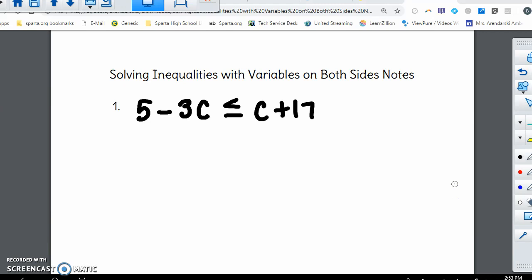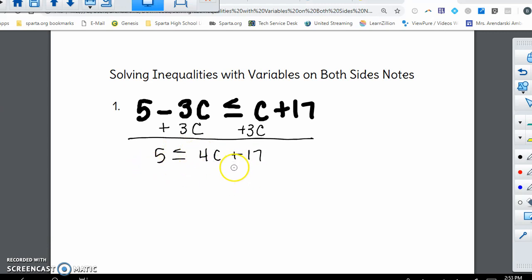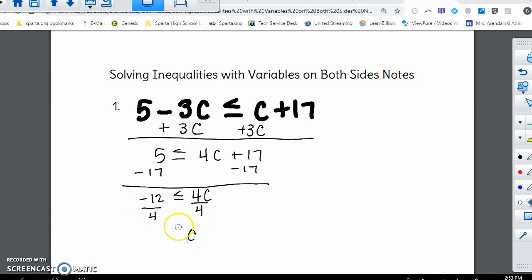Okay, so remember from equations that we want to move either our variables to the left and our constants to the right, or vice versa. So what I'm going to do here is add 3c to both sides. That gives me 5 is less than or equal to 4c plus 17. From here, I'm going to subtract 17 from both sides. That leaves me with negative 12 is less than or equal to 4c. And now to get the variable alone, we're going to divide by 4. So we have c is greater than or equal to negative 3.